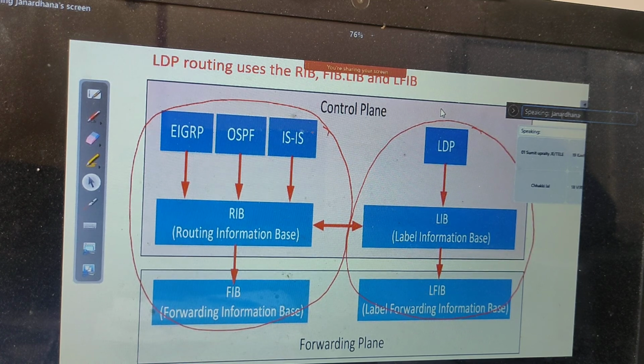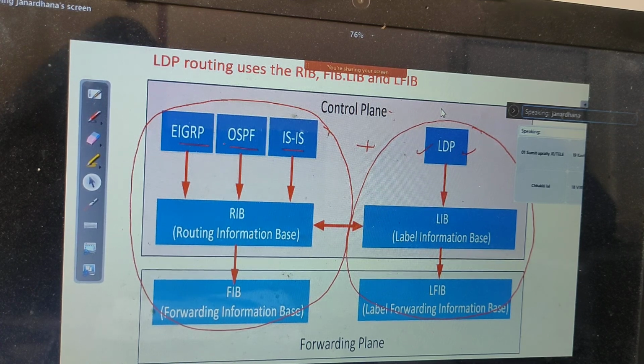This MPLS router has the protocols EIGRP, OSPF, and IS-IS. Along with that, it also has the LDP protocol. LDP is the Label Distribution Protocol. Yesterday we said TDP is the Tag Distribution Protocol, which is proprietary to Cisco. All these protocols will be available once you enable LDP. So this will work as an MPLS router, and these are the normal router protocols.